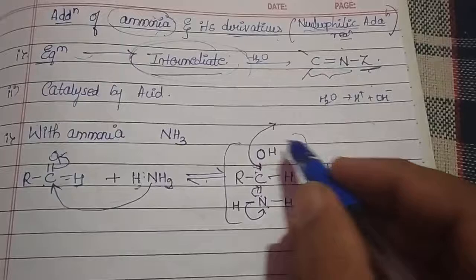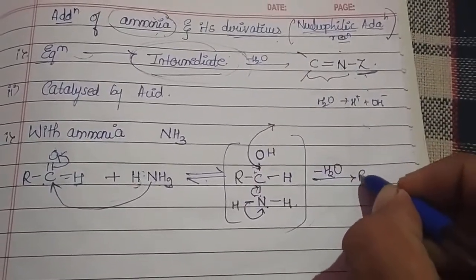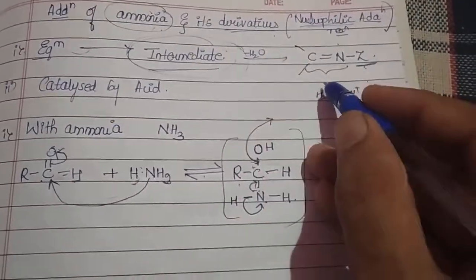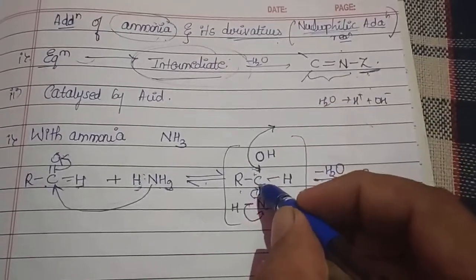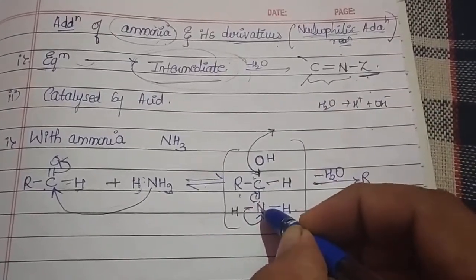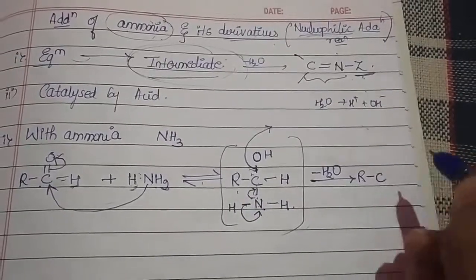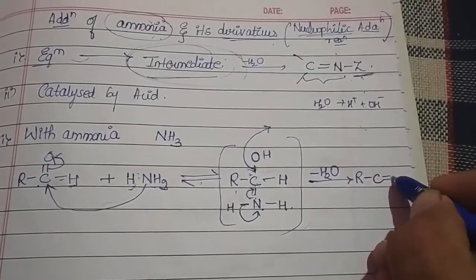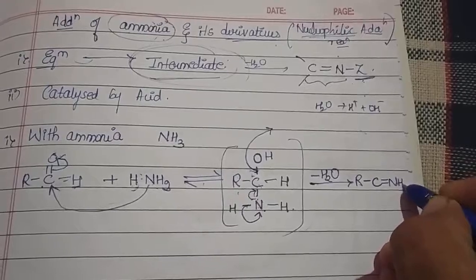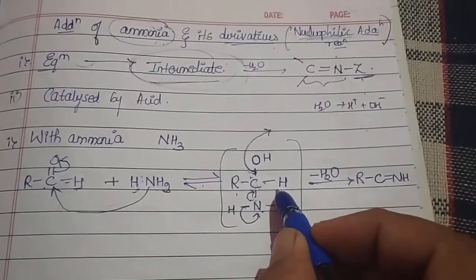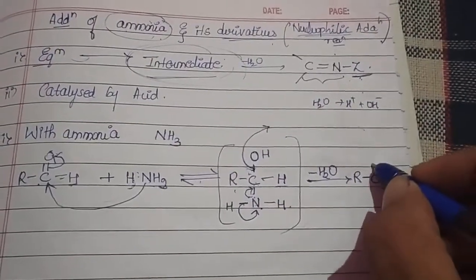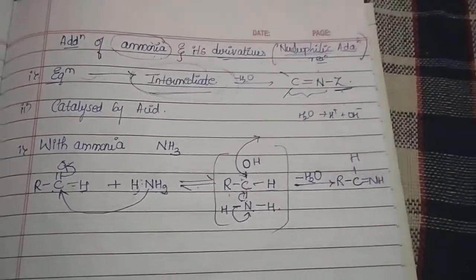But see how the rearrangement happens inside. Is R there? R is there. OH is not there, OH has gone out as OH minus, but it has been forming what, C double bond N. So R single bond C double bond N and H. And many times what we forget, see this H is remaining, so I will be writing my H.